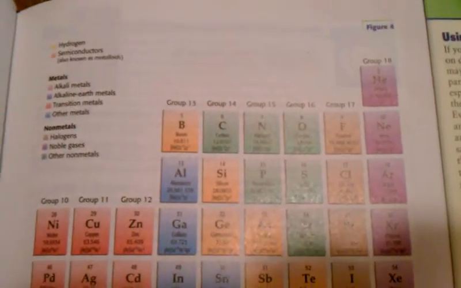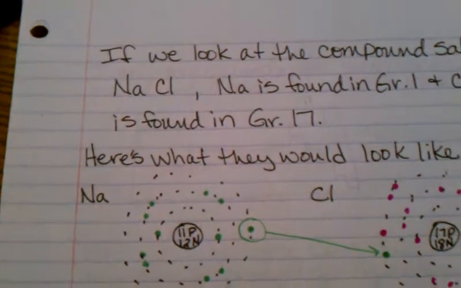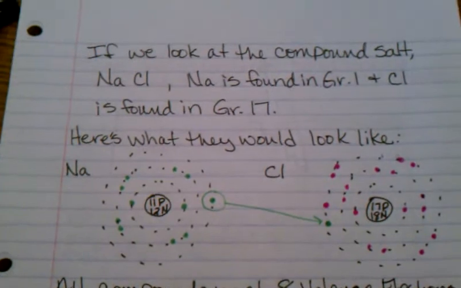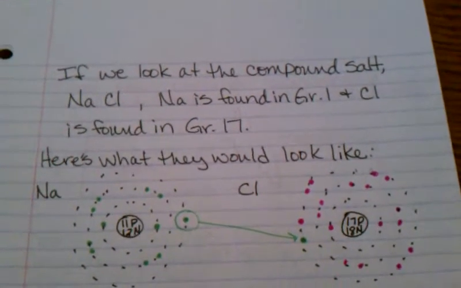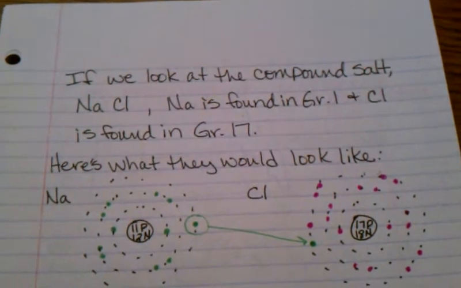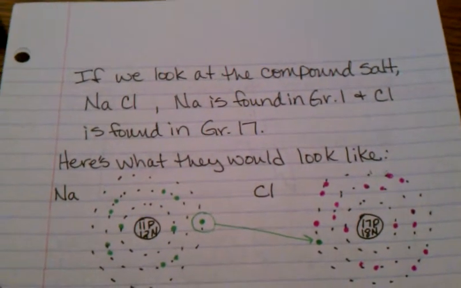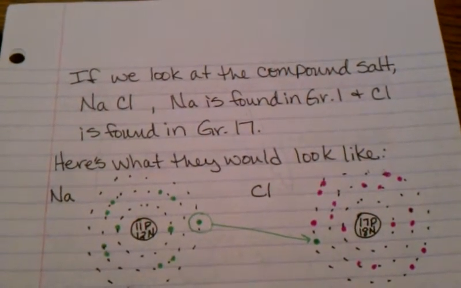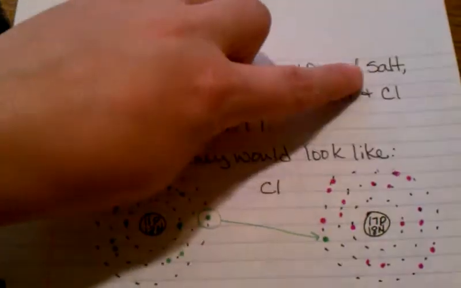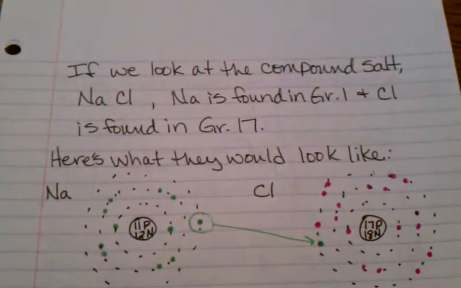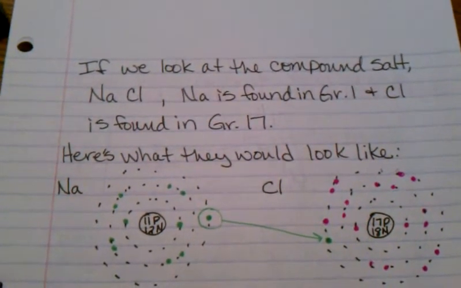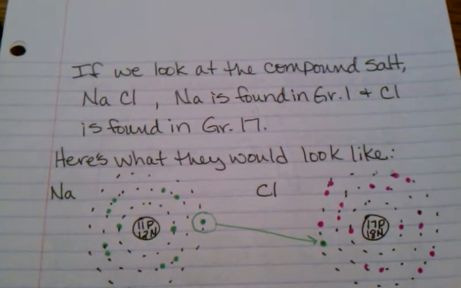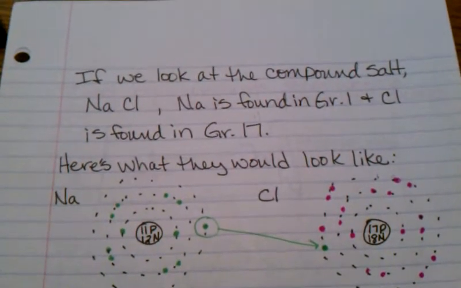Now, when we form compounds, we form it one of two ways. We can either give away electrons or we can share them. The first type of compound that we're going to talk about is an ionic compound, where we give away our valence electrons. Salt, like you sprinkle on your French fries, is an ionic compound. They want to give away extra electrons in order to make some other atom happy.